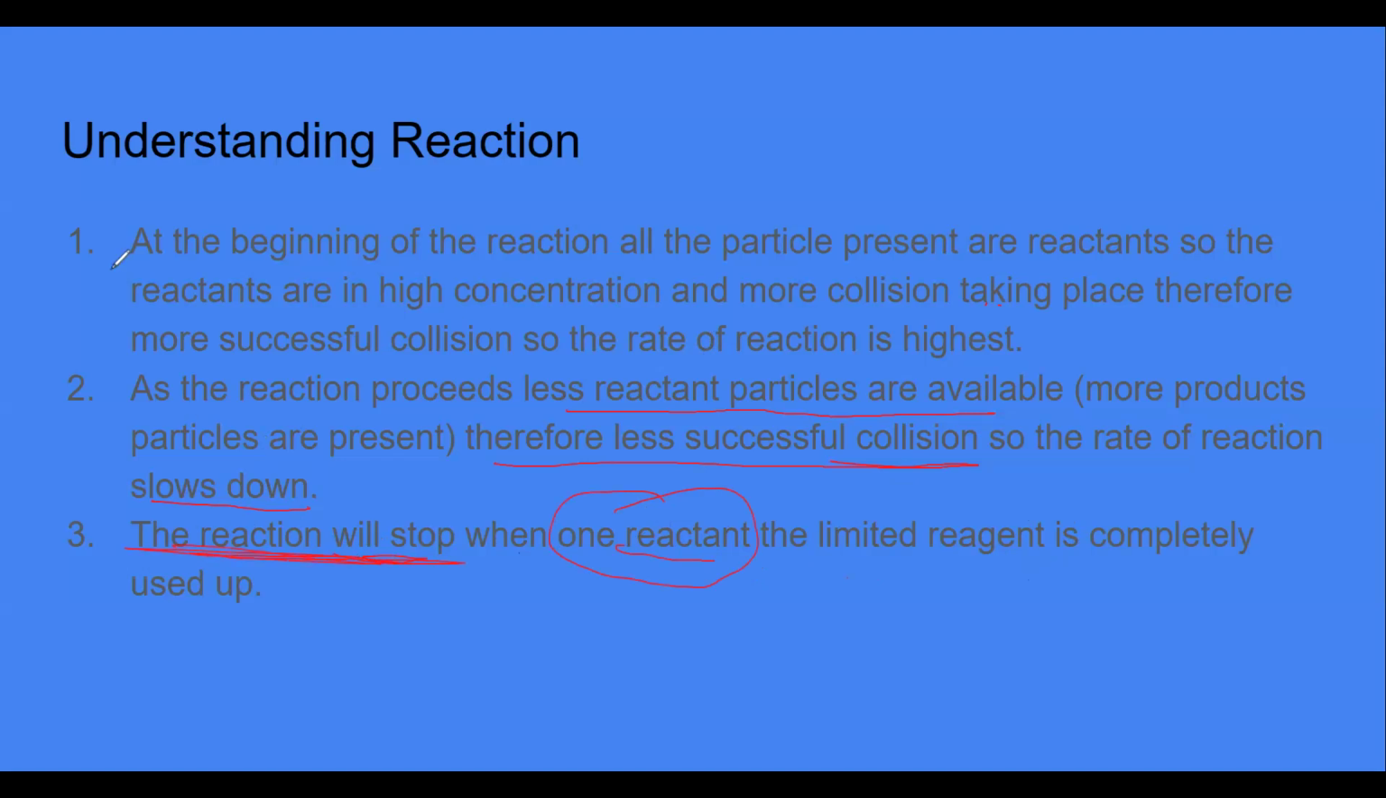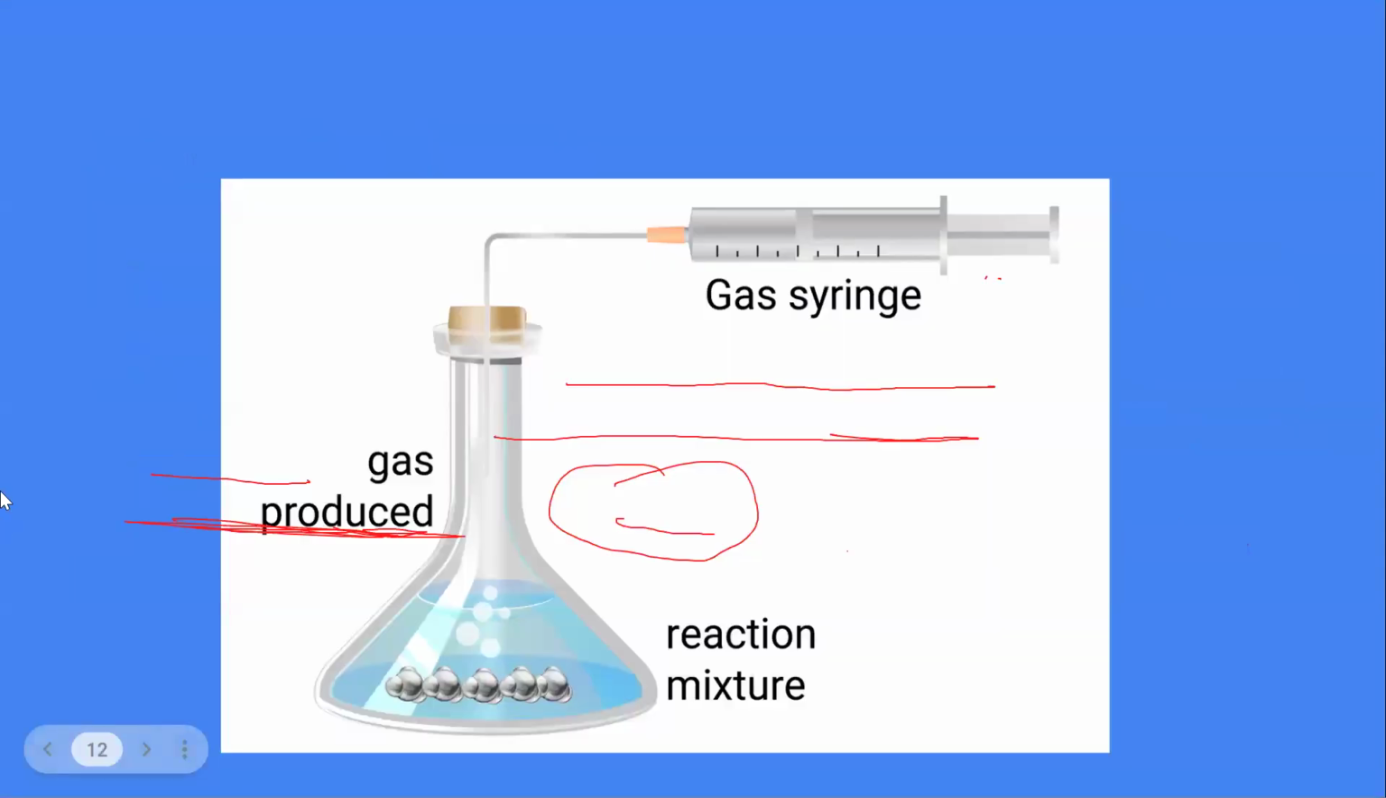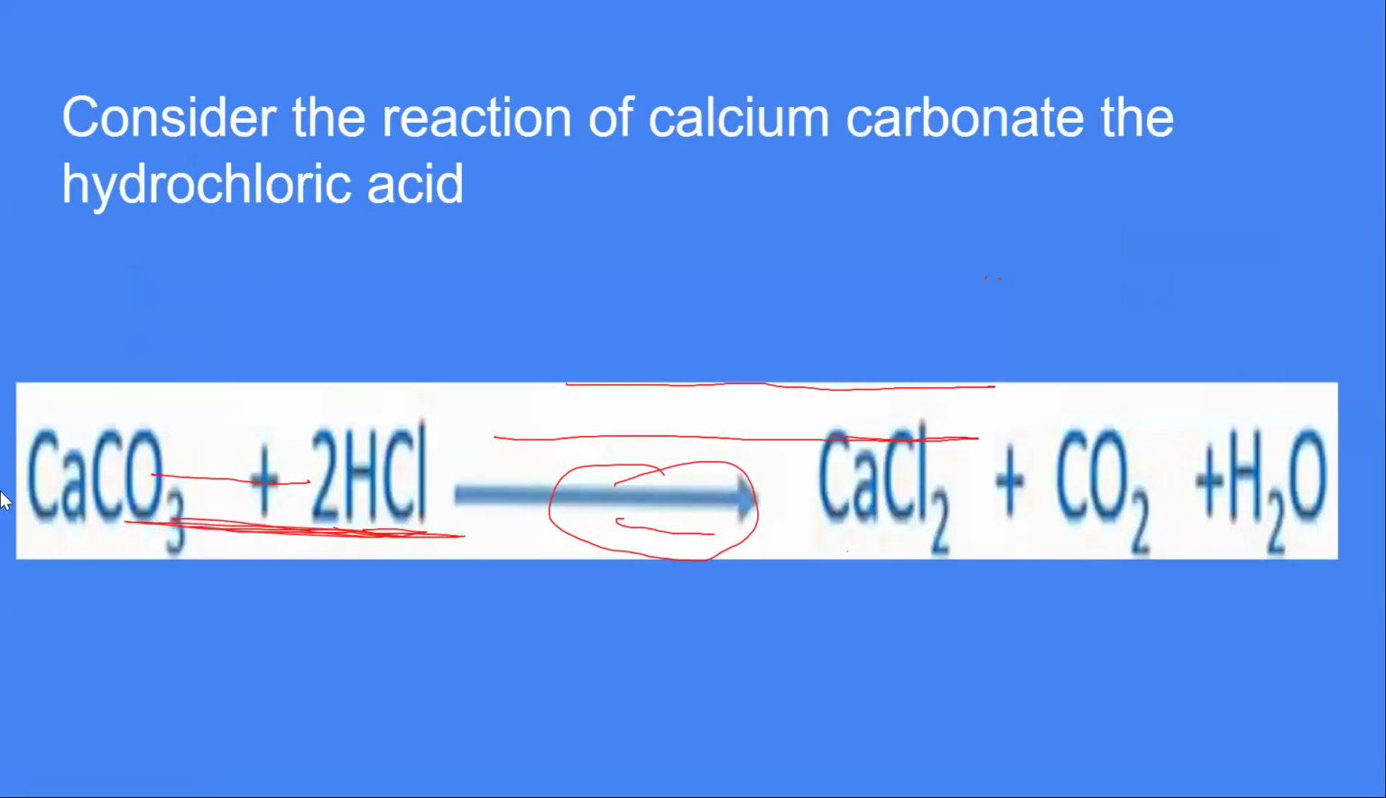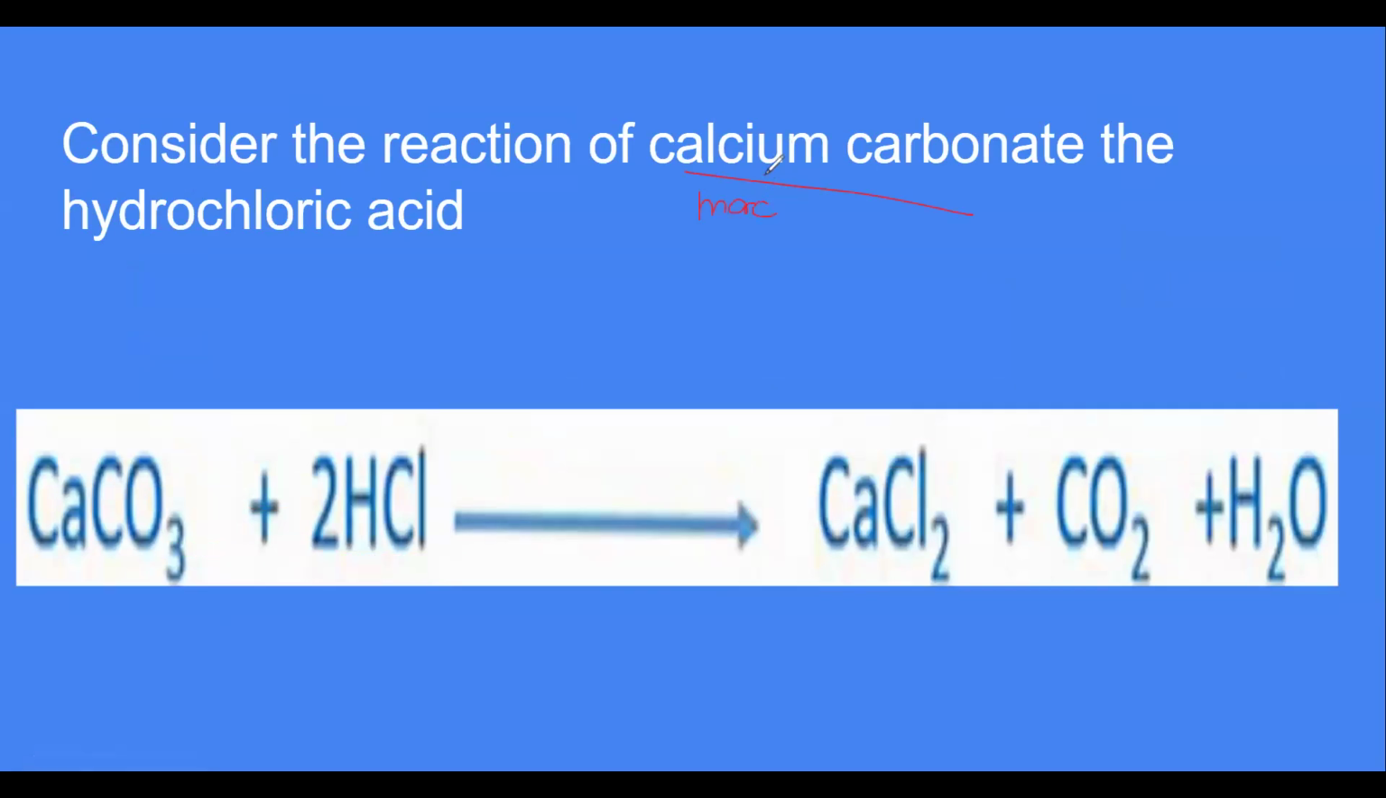So let us understand this in terms of a popular reaction. We can react marble chip, which is calcium carbonate, with hydrochloric acid. Let me go ahead and add the state symbols. Calcium carbonate is also called marble chip. We need to know that because sometimes they refer to it as that in the exam. So calcium carbonate reacts with 2 moles of aqueous hydrochloric acid to produce aqueous calcium chloride, carbon dioxide gas, and liquid water.